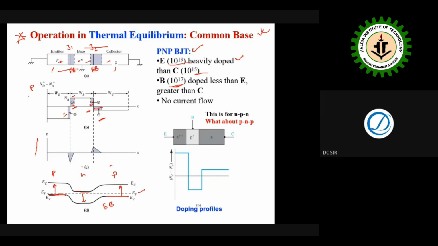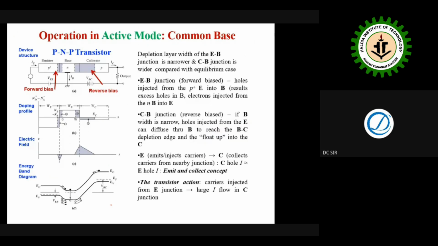In the case of BJT, I hope you understand the energy band diagram of the BJT. You can draw any kind of energy band diagram for BJT, in the case of NPN, in the case of PNP, in common base configuration, common emitter configuration, in the same way.